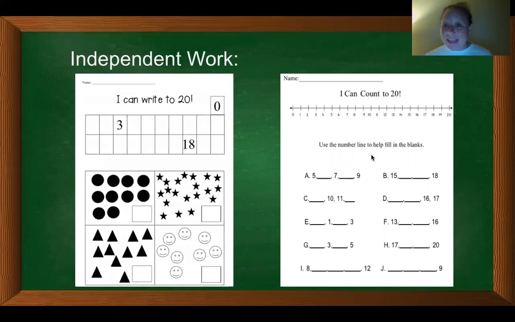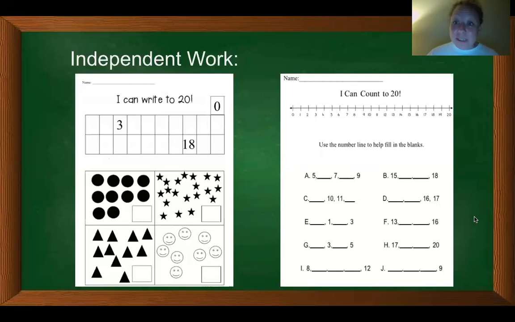On the next page, it says, I can count to 20. And do you see this long line at the top of your page? Do you remember what that's called? I heard someone say it. That's called a number line. You can use your number line to help you fill in the blanks. Make sure that this goes back in your folder and it's ready to be turned in to your teacher whenever you see her next.